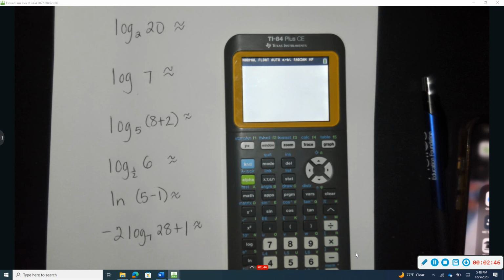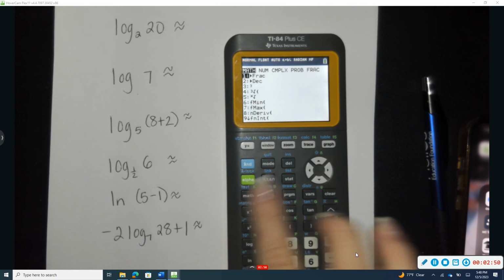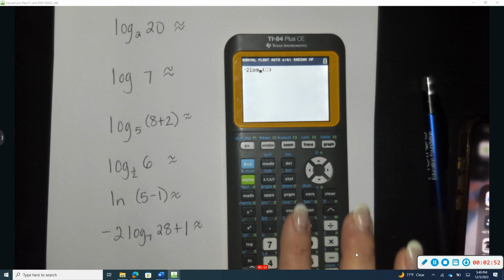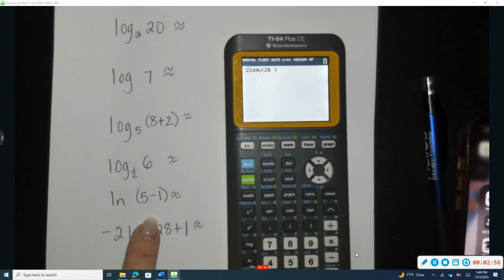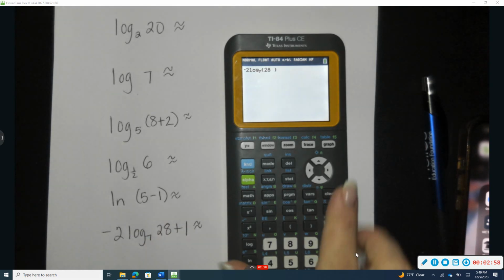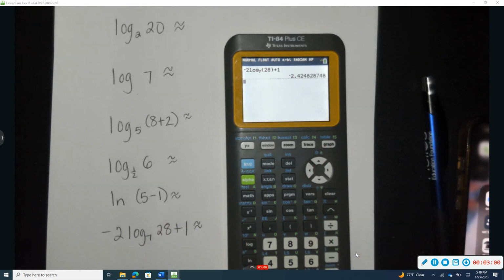And lastly, I'm typing in negative 2. And then I have a base that's different than 10. So I'm going to do math up 3 times. My base is 7 and behind is 29. Now notice the negative 2 needs to be written in parentheses or we assume it has to go behind. So this expression is approximately negative 2.42.